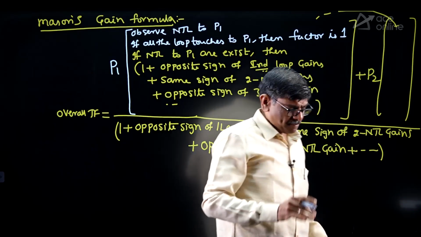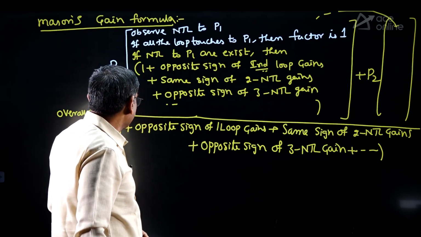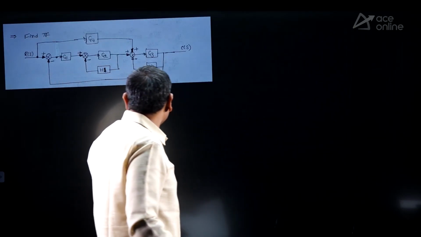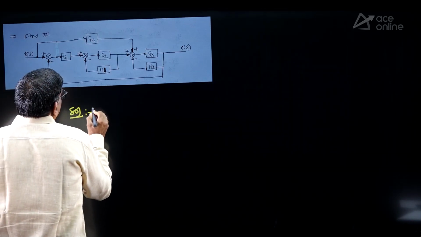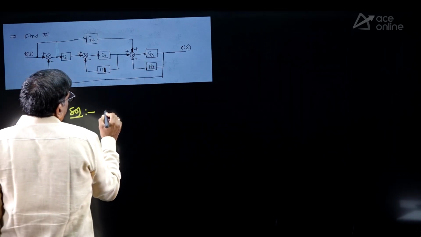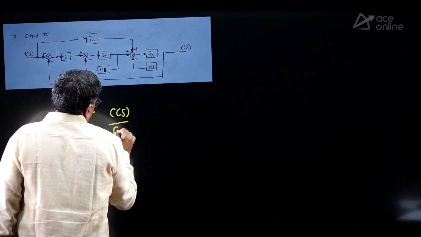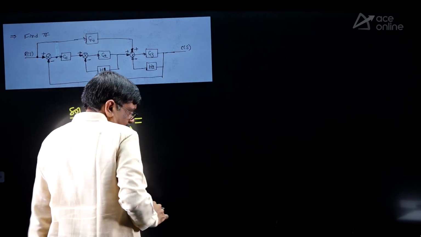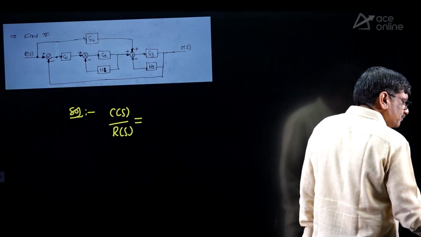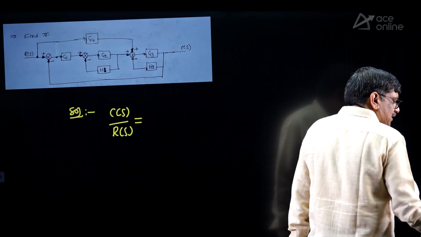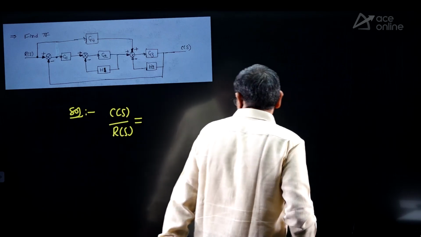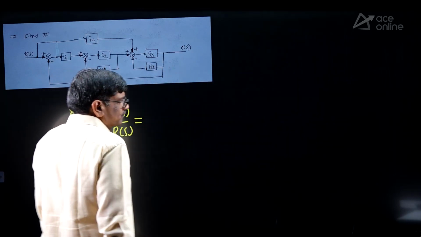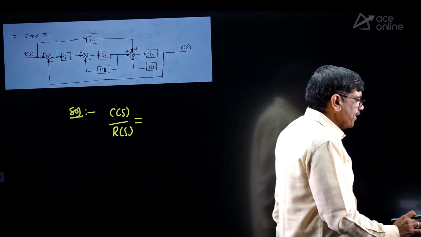Right. Now note down one question and solve it. Find the transfer function. Come on, do it, all of you. See, first forward path straight. C of S by R of S equal to. Has anybody written the answer? Write the final answer, all of you.